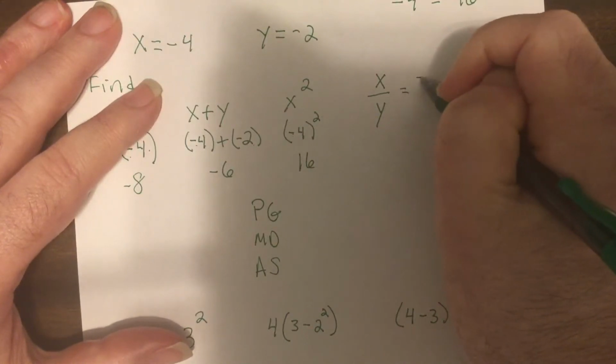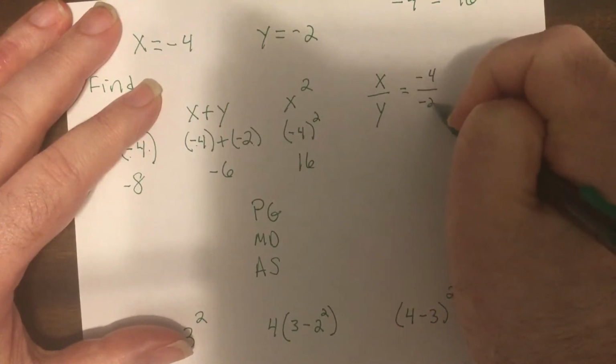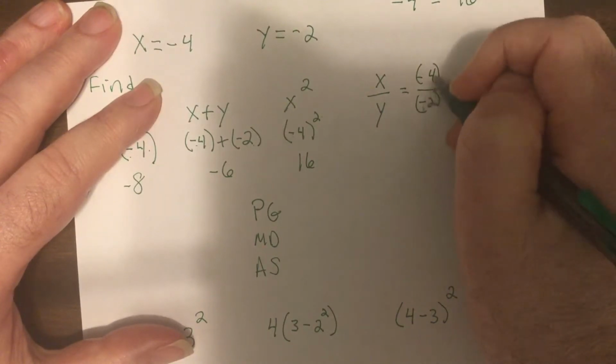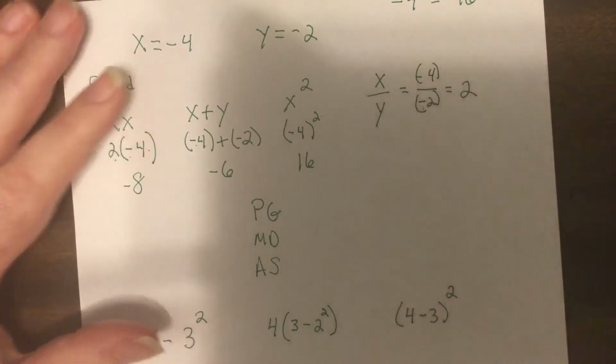Then this is -4 divided by -2. So negative divided by negative is positive. 4 divided by 2 is 2.